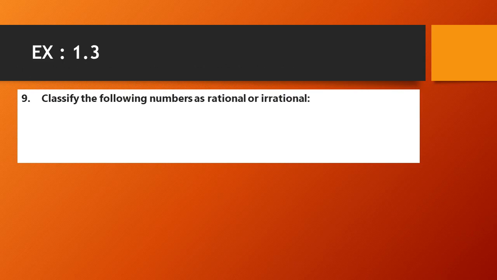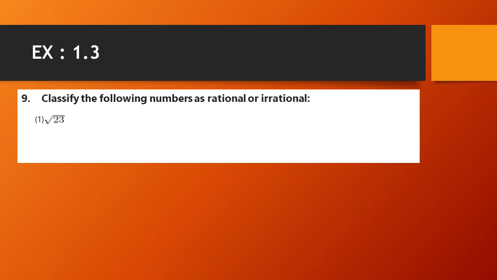Students, now we can start solving problem number 9 in exercise 1.3. Classify the following numbers as rational or irrational. To classify the numbers as rational or irrational, we need to apply the condition for rational or irrational. That is, the decimal expansion of a rational number is always terminating or non-terminating recurring, and the decimal expansion of an irrational number is non-terminating, non-recurring. First question, square root of 23.